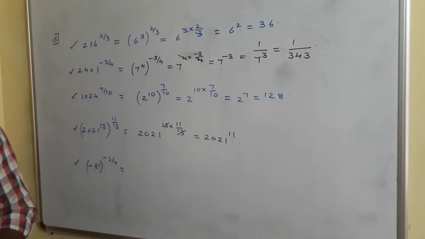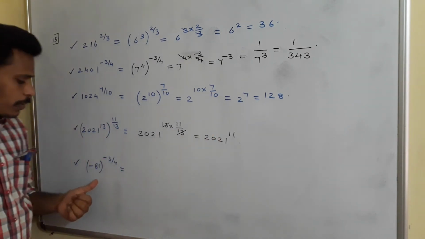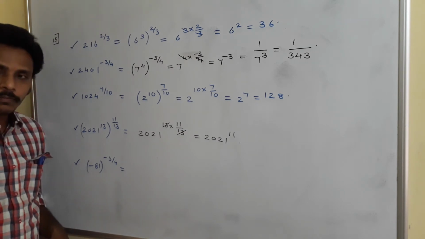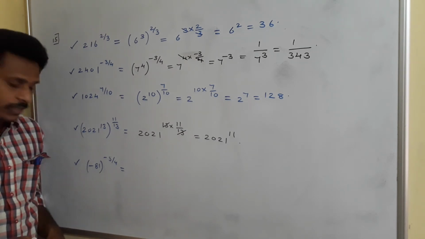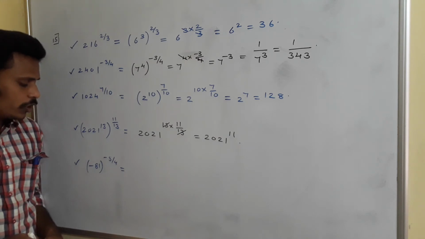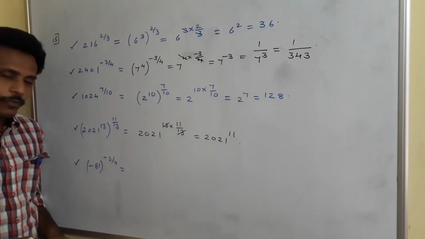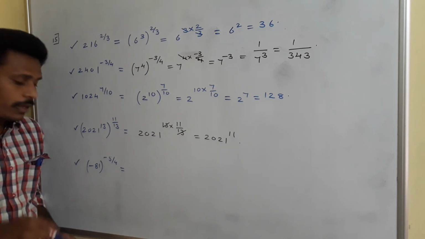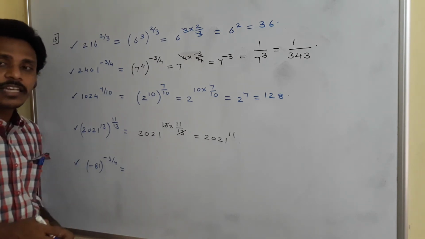Okay, and you just think about the last one. This is minus 81 to the power minus 5 by 4. How to write this? Minus 81 to the power minus 5 by 4. Since minus is also involved, right? 81 can be written as 3 power 4.